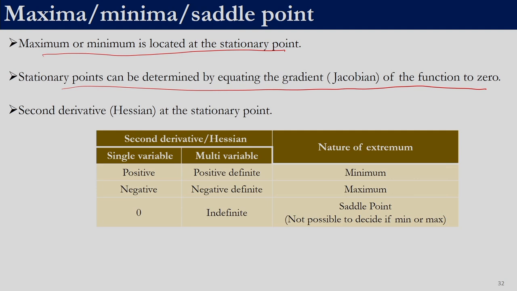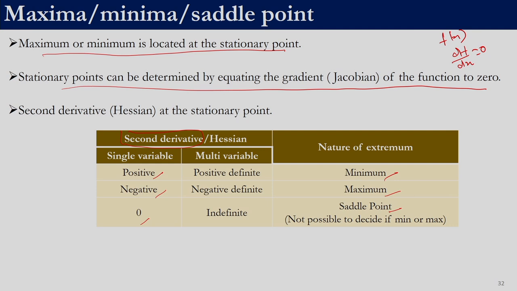So if it is a single variable problem, if you have a function f of x and you want to find the stationary point, then equate the derivative to zero. That will give the stationary point. A stationary point only tells us that either a minima or maxima occurs at that point. You will have to check the condition of the second derivative. The second derivative has to be evaluated at this stationary point. If the second derivative is positive, then it is a minimum. If the second derivative is negative, then it is a maximum. If the second derivative is zero, then it is a saddle point. So for a single variable, we need to look at higher derivatives to decide.